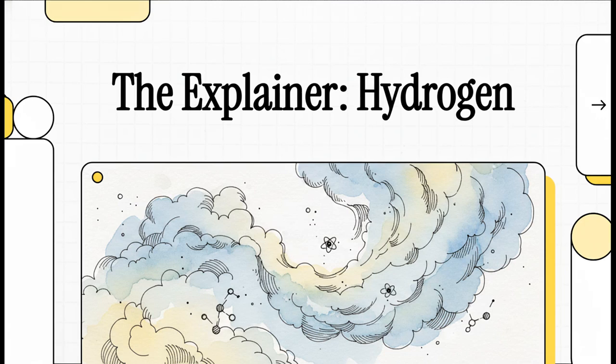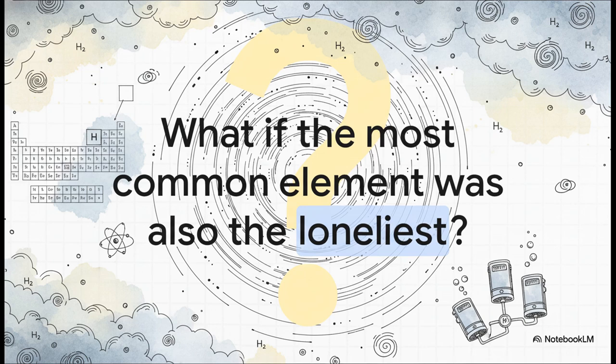All right, let's talk about the OG element, the very first one. Today, we're diving into hydrogen, the simplest and by far the most common element in the whole universe. I mean, think about that for a second. This one element makes up like 3/4 of all the regular matter out there in the cosmos.